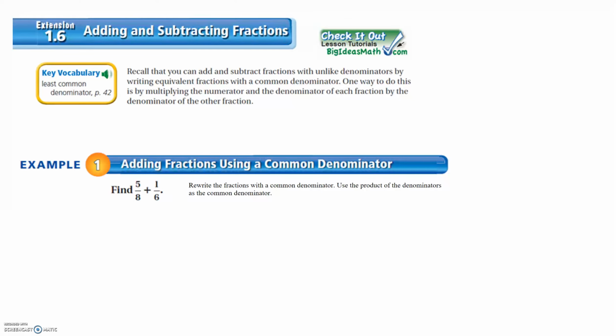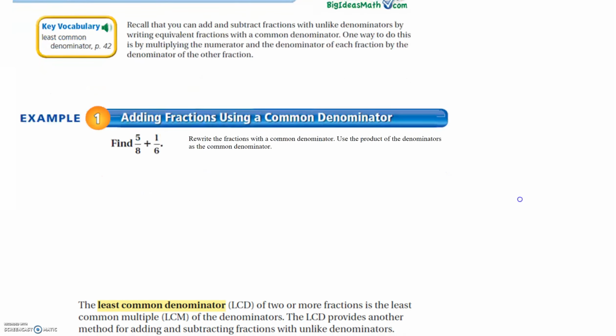Hi guys, so we are going to do a little mini lesson on adding and subtracting of fractions. You can recall that you can add and subtract fractions with unlike denominators by writing them with common denominators. There are multiple ways to do this, and we're going to walk through a little refresher on how we would want to get our answer here.